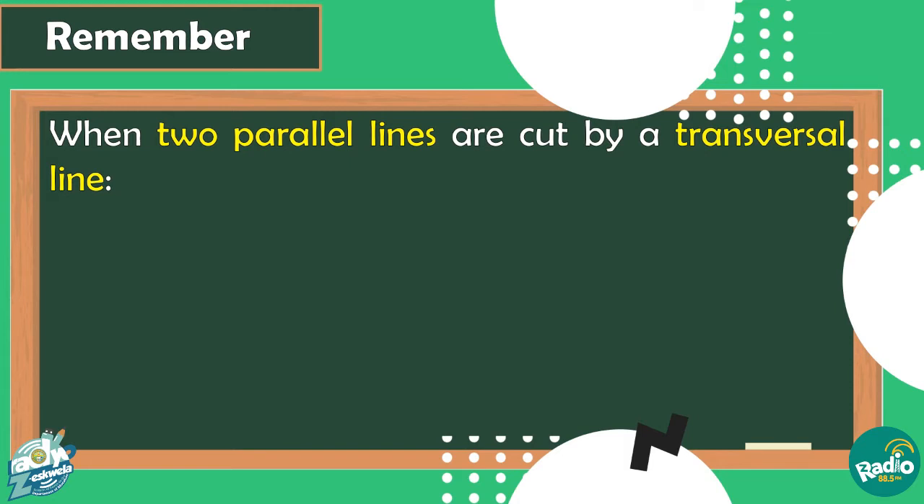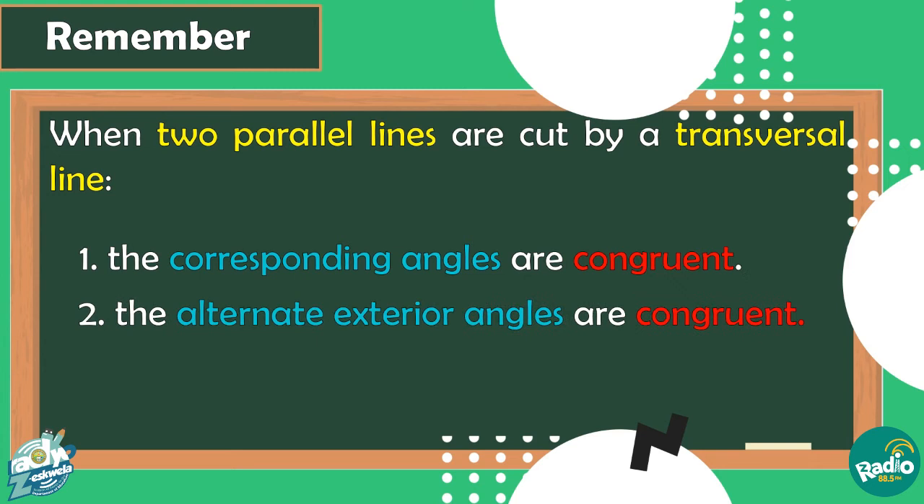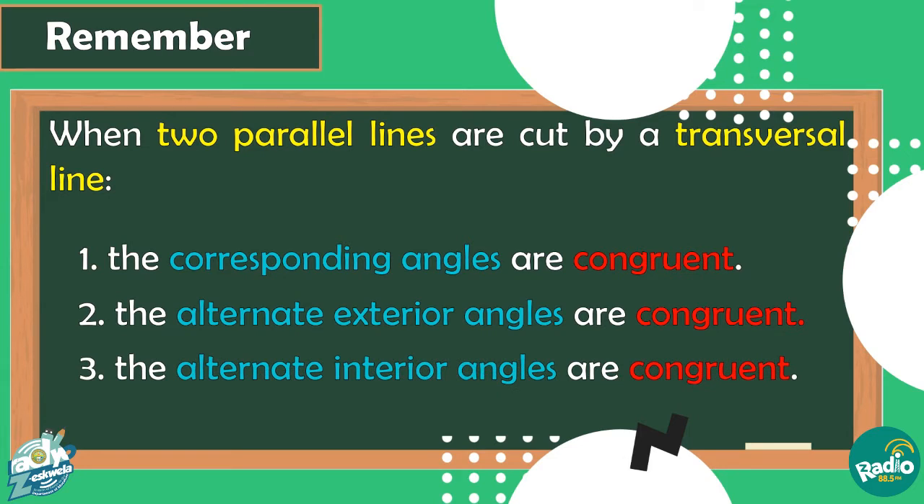Remember, class, when two parallel lines are cut by a transversal line, the corresponding angles are congruent. The alternate exterior angles are also congruent. And the alternate interior angles are congruent.